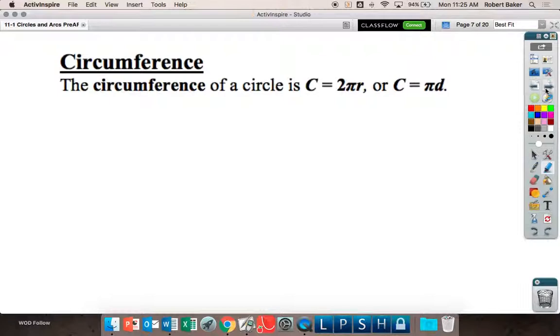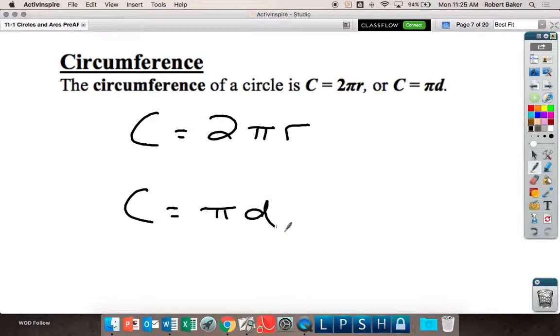Circumference. You have two options for circumference. Option 1. Circumference equals 2 pi r. New or not new information? Okay, or circumference equals pi times diameter.